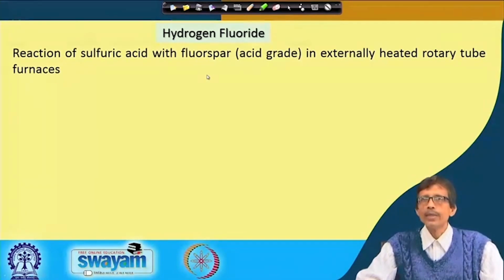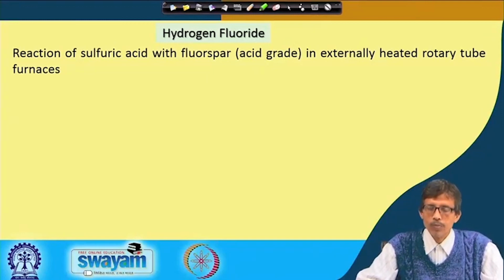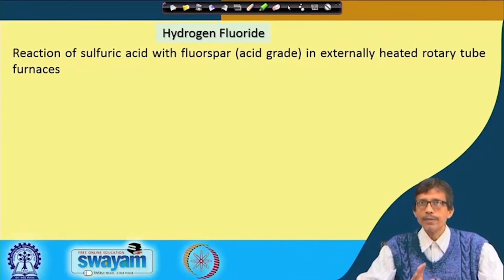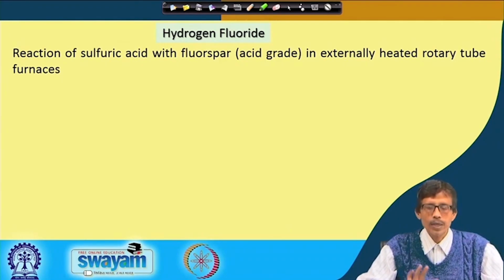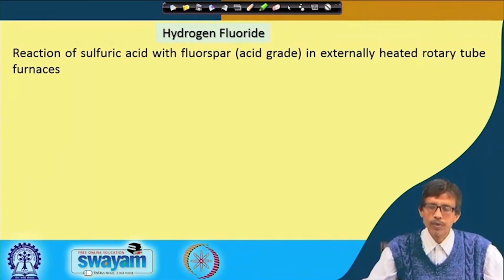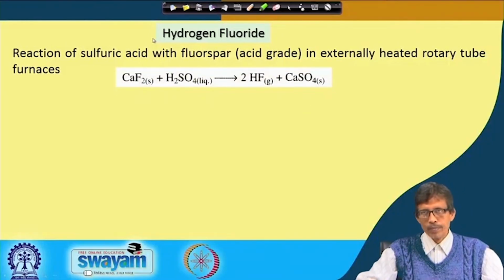So, again we will take the help of fluorspar. The fluorspar will be your raw material, but now it is the acid grade fluorspar. Treat it with sulfuric acid. Earlier we were treating in the presence of bauxite. Now, in the absence of bauxite, we treat it with sulfuric acid and heat it in a rotary tube furnace.